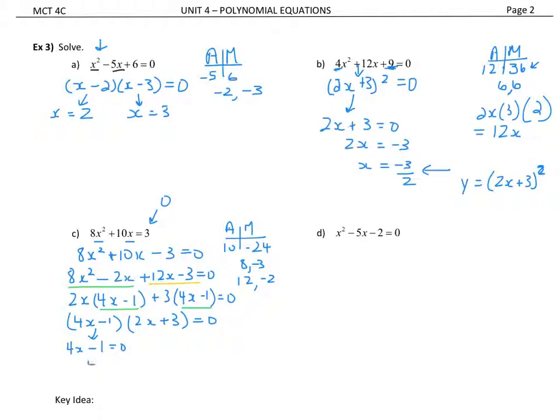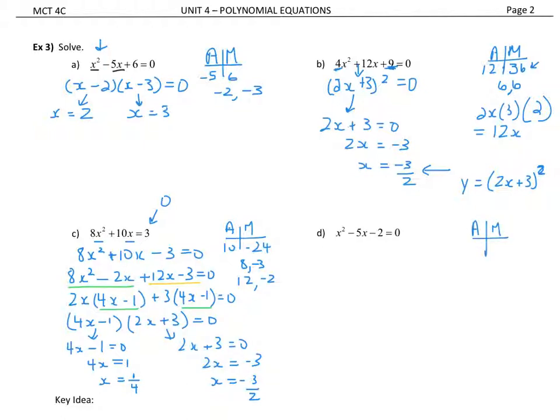I'm going to add 1 to both sides, and then divide both sides by 4. Whoops. There's my eraser. There we go. We'll divide both sides by 4. We're going to get x equals 1/4, or 0.25. We're going to have a 2x plus 3 equaling 0. Subtract 3 from both sides. Divide both sides by 2. X equals -3/2.